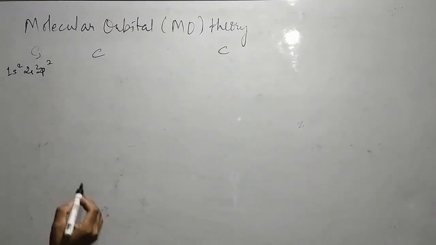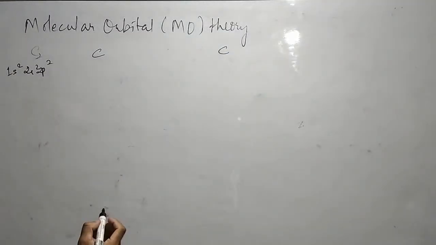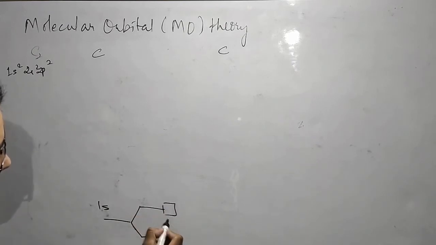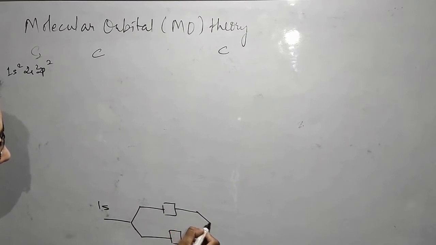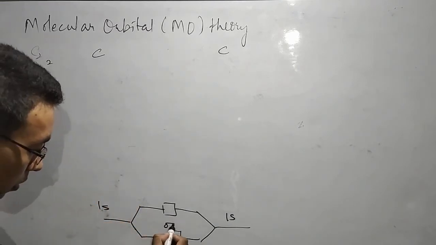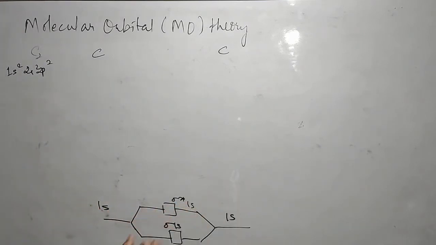The 1s of this carbon will overlap with the 1s of the other carbon. I'll show it here. This is 1s. Always, one will be bonding and the other one will be anti-bonding. This is the 1s of both carbons. This will give sigma 1s, and this will give sigma star 1s. The s orbitals overlap to give only sigma molecular orbitals.